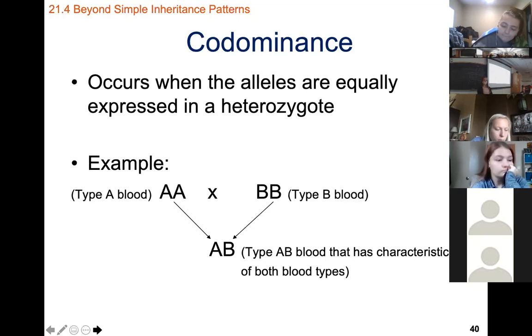This is called codominance, when the alleles are equally expressed as heterozygote, meaning that they're different but equally expressed. The opposite of this would be that, like with a dominant and recessive trait, if you have something that is big D, little d, that is not codominance. This is codominance because they're both expressed equally.